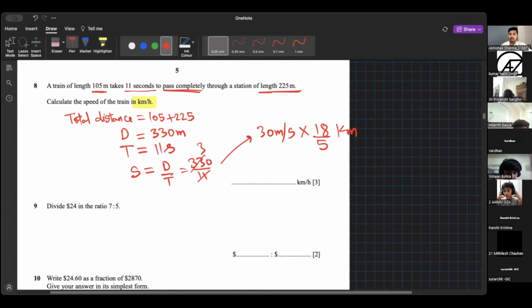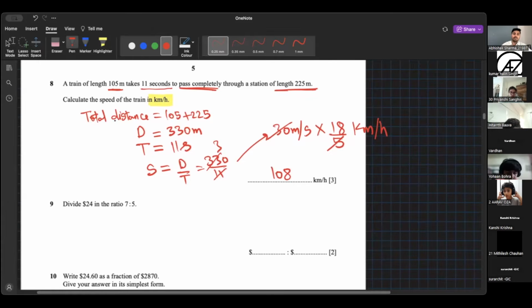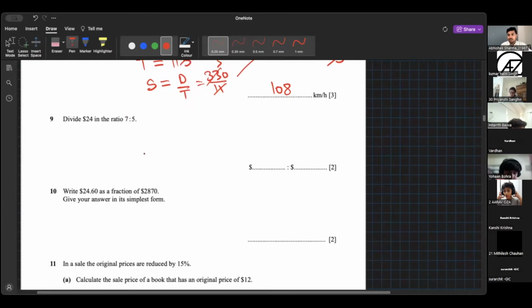Okay. So 5 ones are 5, or you can do it in the calculator. 30 into 18 divided by 5, 108. 108 kilometers per hour. Okay. Next. Question number 9, it says divide 24 in the ratio 7:5.